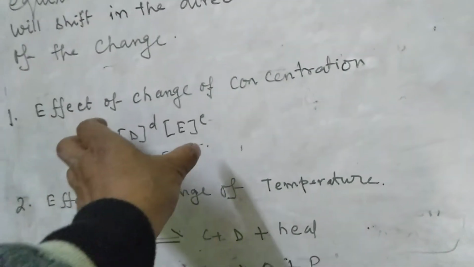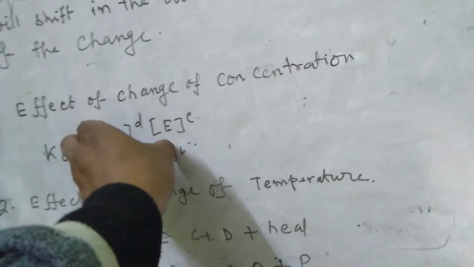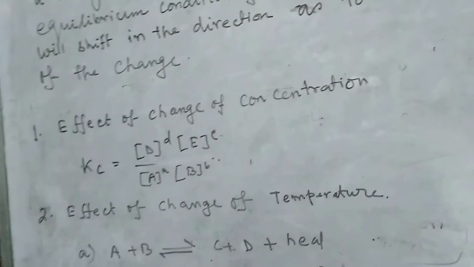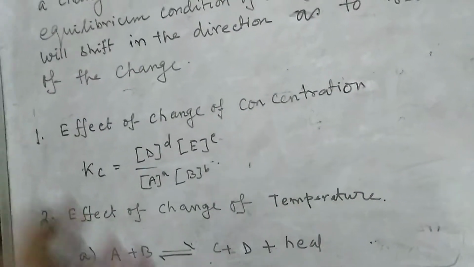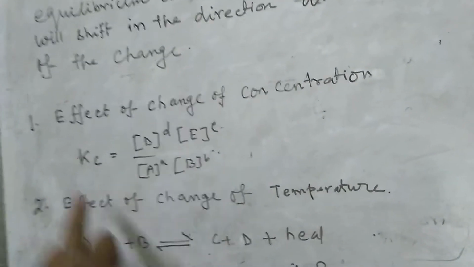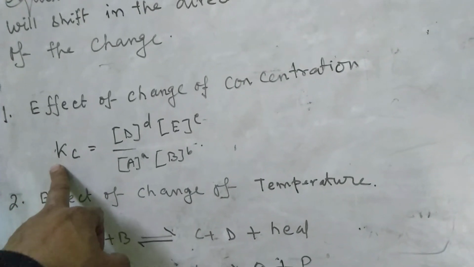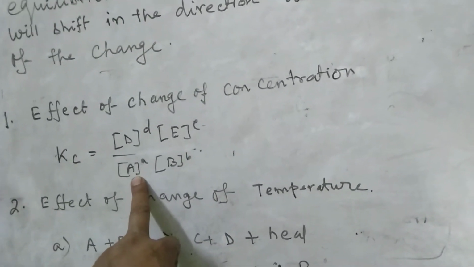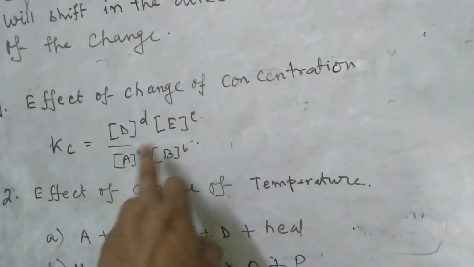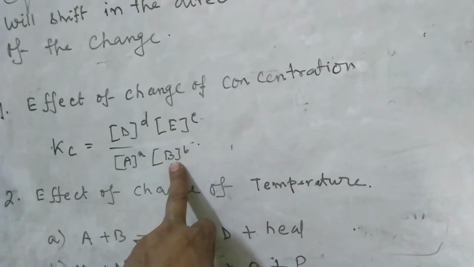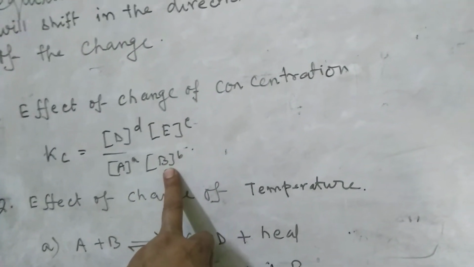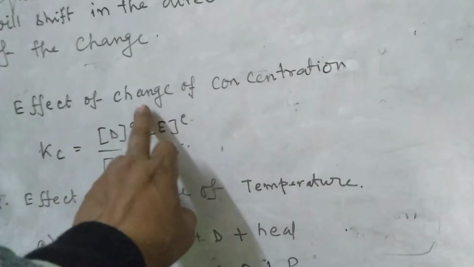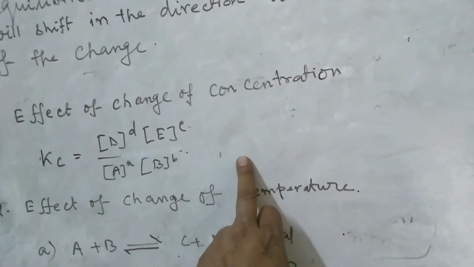Now, suppose from the reaction medium we are taking out D and E. So the D and E concentration become less. If the D and E concentration become less, to keep Kc constant, the numerator also has to be less. That means more and more A and B will be consumed to produce the product to keep Kc constant. That means it also favors the forward reaction.